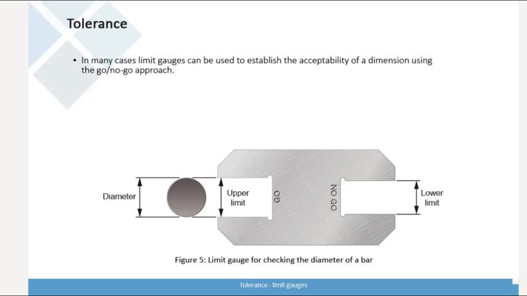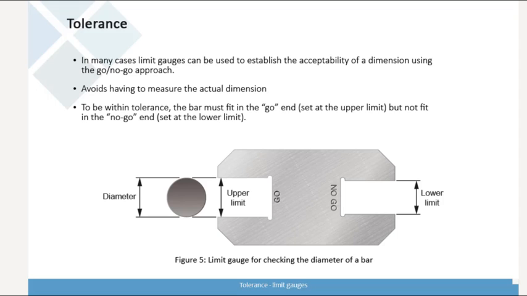In many cases, limit gauges can be used to establish the acceptability of a dimension using the go, no-go approach, which avoids having to measure the actual dimension. A limit gauge is shown in the figure. To be within tolerance, the bar must fit in the go end, set at the upper limit, but not fit in the no-go end, set at the lower limit. This saves time but does not provide any information on what is being achieved.